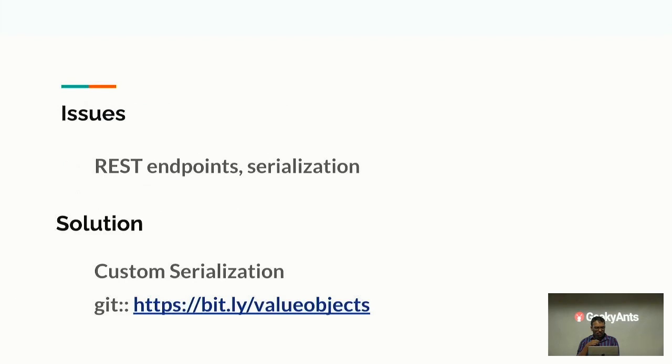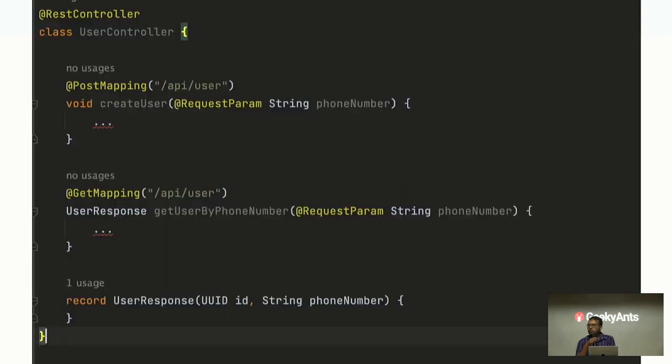But then there is an issue. Can anyone look at this slide and tell me what is possibly the issue with using VOs, or value objects? This is a simple controller, with some post mapping, get mapping, request param. Here I'm using a string phone number. Instead of the string, you can replace that with the PhoneNumberVO. What do you think will be the issue if I use a PhoneNumberVO here?